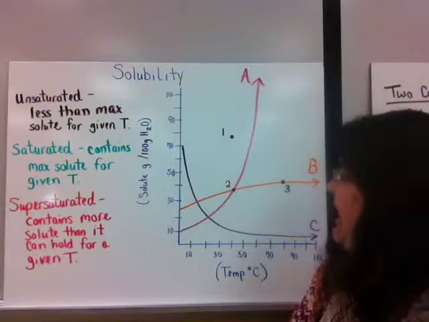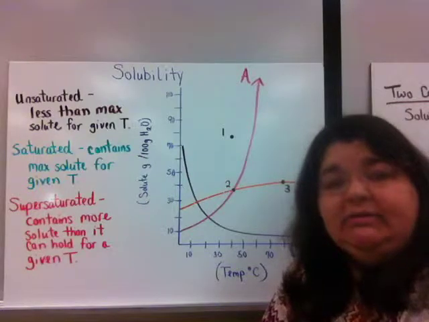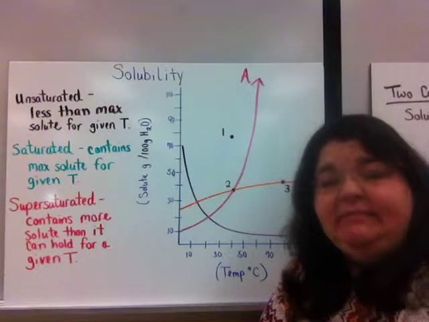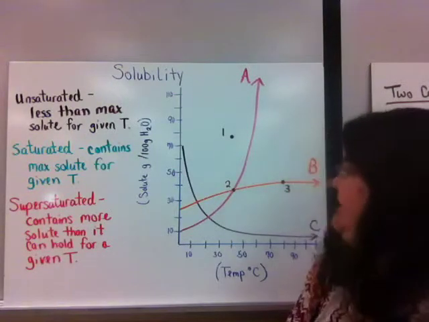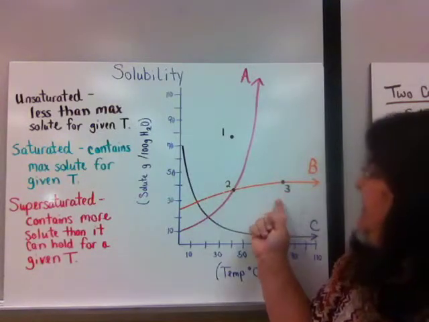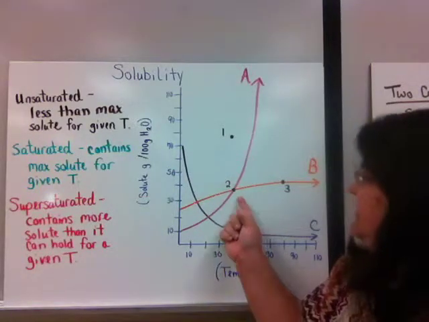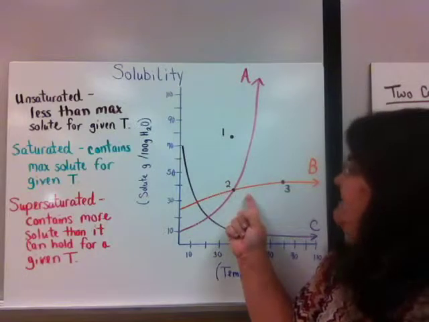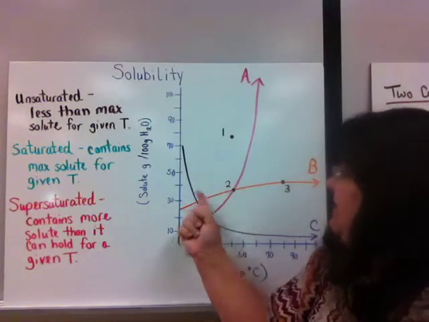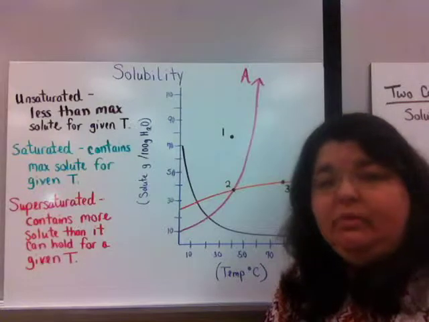Now, something else will happen when you look at a solubility graph. They may ask you to compare the solubilities of two different solutes and find out when they have the same saturation level. So if you notice, point 2 is at the intersection of solute A and solute B. And so I could say that at this temperature, about 40 degrees Celsius, both solute A and solute B have the same amount of saturation. And so that would be about 35 grams per 100 grams of water.